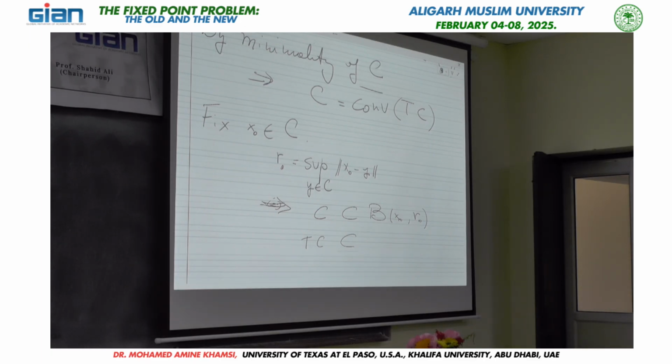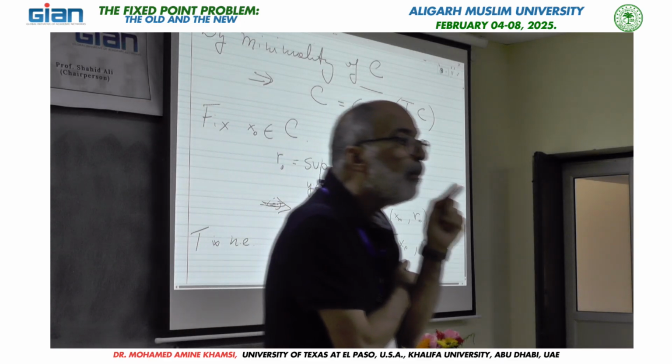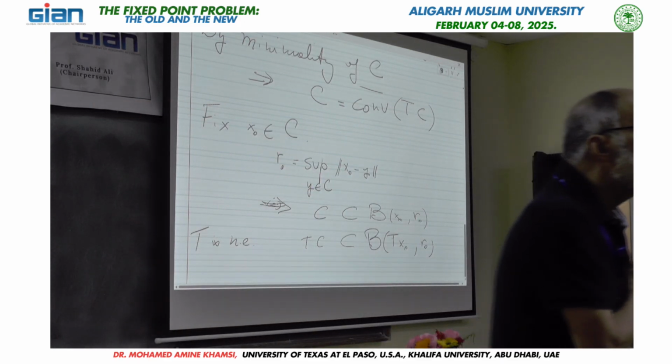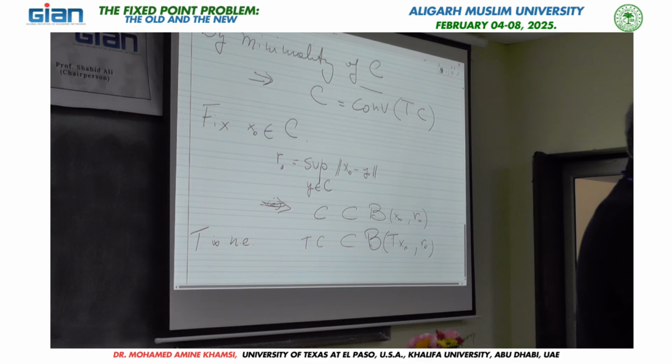You see? So T is non-expansive. So in fact, it's going to be in the ball centered x0 with the radius r0. Because T is non-expansive. Yes? So this opens the door to a new definition of non-expansiveness.